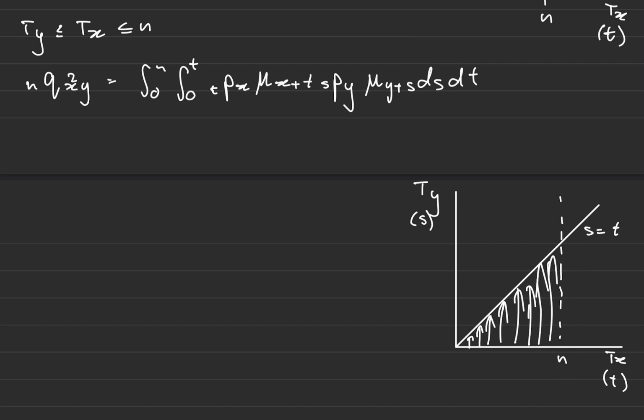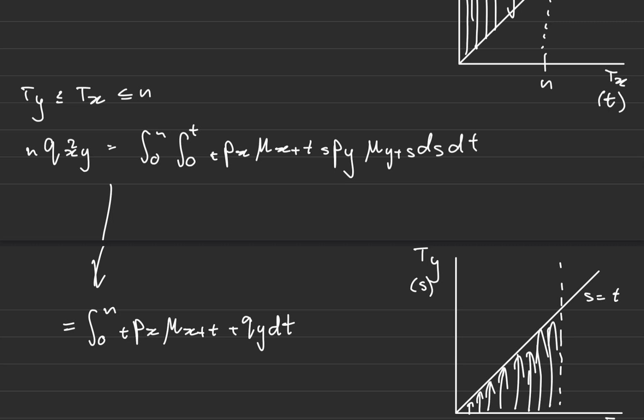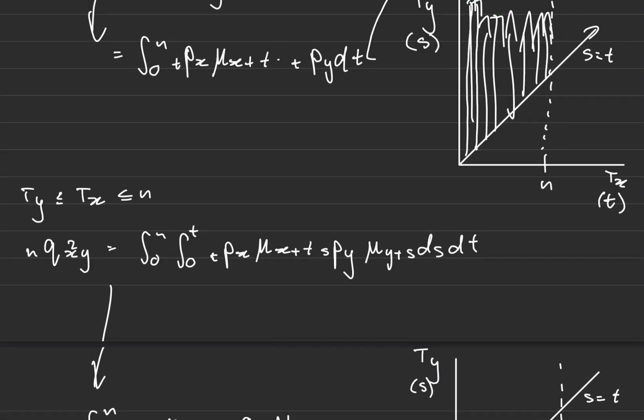Okay, so that's how I get my two bounds, and then once again, these are just my PDFs inside here of tx and ty. So this equals the integral from 0 to n of tpx times mu x plus t, now tqy instead. In the previous one, this was tpy, but now it's tqy. So the difference is that y must be dead by the time that x dies. But here, y should be alive at the time that x dies.